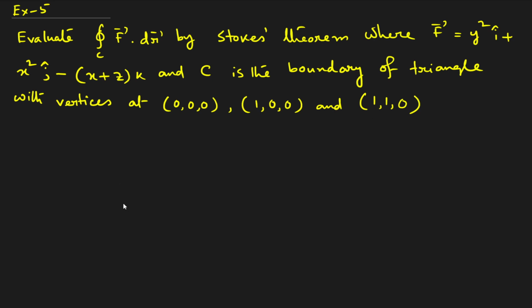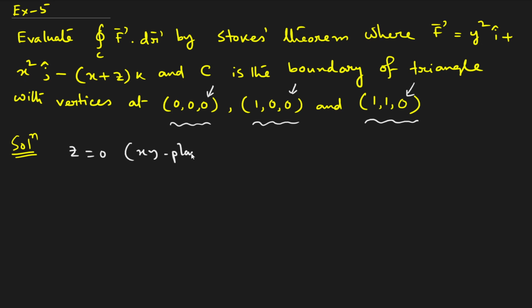Okay, so see here, if you observe these vertices, then you will notice one thing. In all the cases, z is 0. So z equal to 0 means what? It is the xy plane.